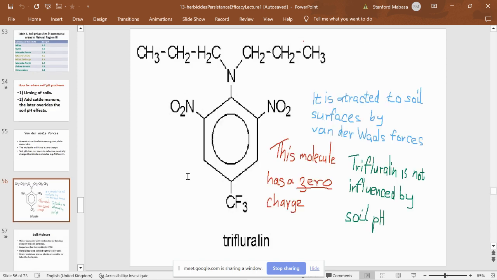It's not affected by variations in soil pH. So this is trifluralin with a zero charge on the molecule, and it is not influenced by soil pH, and it is attracted to the soil surfaces by what are known as the van der Waals forces or just weak forces. So you should be aware that there are some herbicides which are independent of soil pH.